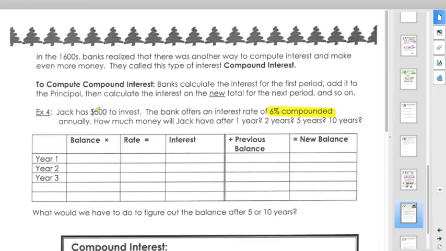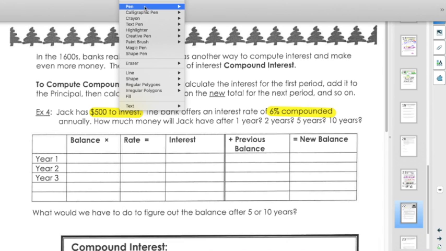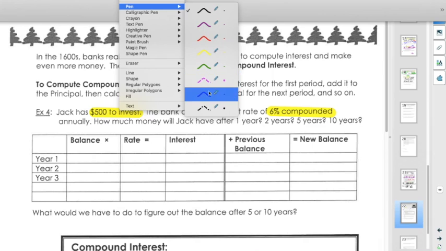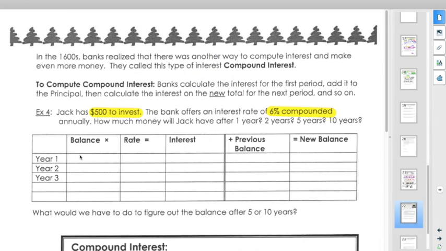So he's starting with $500, right? That's his balance he's going to start with. Let's use blue. So he's starting with $500 as his balance. His rate is 6%, 0.06. So in interest, he is getting $30. But we also have to account for his previous balance, in other words, his principal of $500, to get his actual new balance, which would be $530. So he now owes an additional $30 to the bank after 1 year.